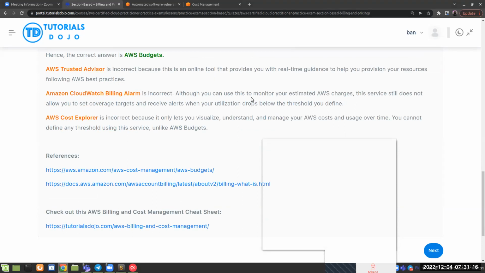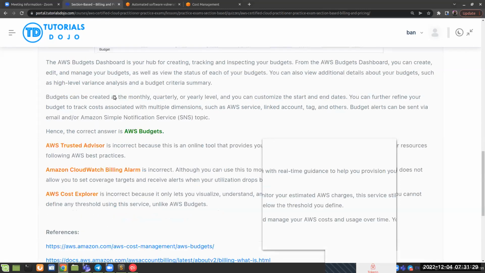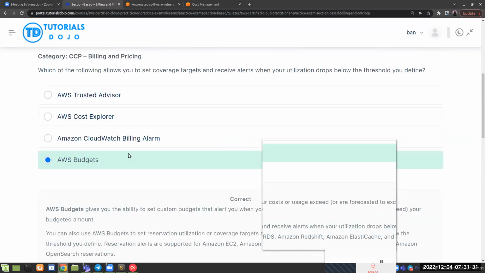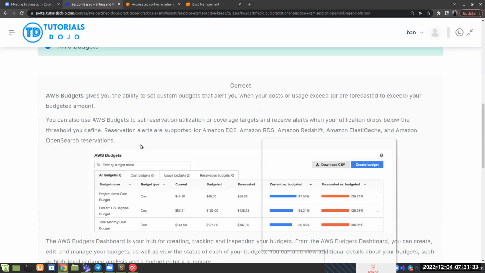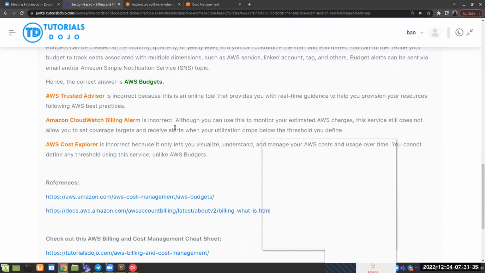Although you can use this to monitor your estimated AWS charges, this service still does not allow you to set coverage targets and receive alerts when your utilization drops below the threshold. So this is a case where, when you really know what the answer is, you don't even look at this. But it's always good to know what that is. From what it says, you can use this to monitor your estimated AWS charges.